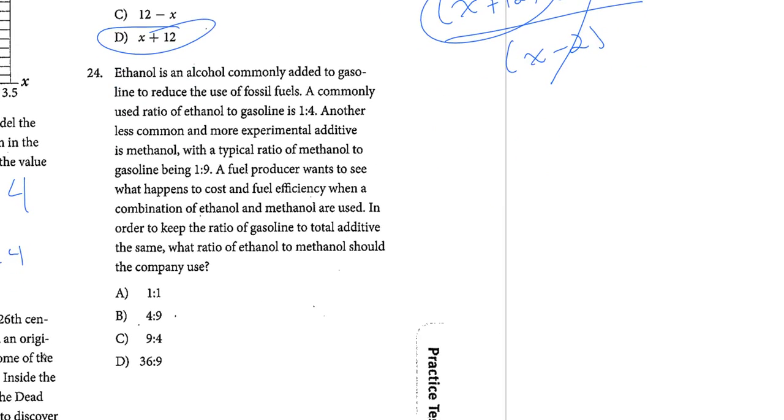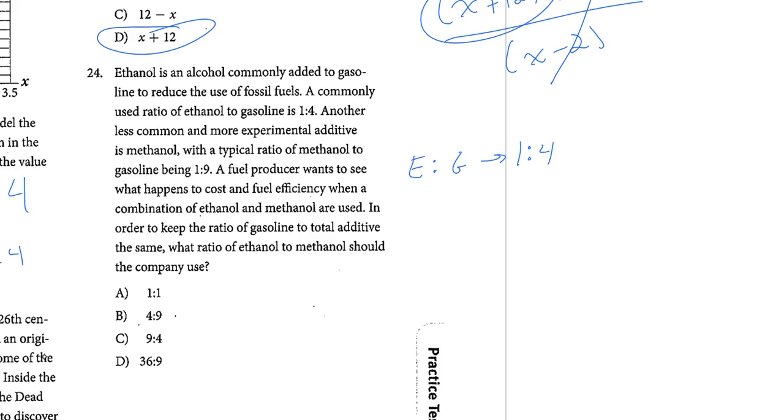Okay, so this is going to be a ratios problem, which is what probably many of us haven't done a whole lot with. So we'll go through this a bit here. Again, if it were me on an exam, I would probably save this till the end. So ethanol is an alcohol commonly added to gasoline to reduce the use of fossil fuels. A commonly used ratio of ethanol to gasoline is 1 to 4. So I'm just going to write that out. So ethanol to gas is 1 to 4.